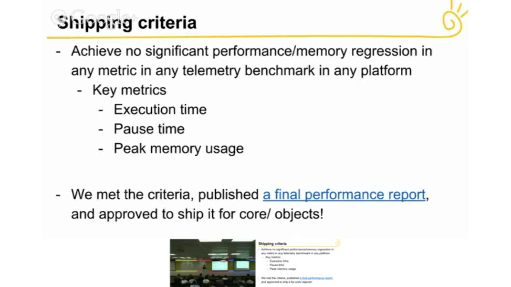The shipping criteria we agreed on at the last BlinkOn was to achieve no significant performance or memory regression in any metric, in any telemetry benchmark, on any platform. In particular, the key metrics were execution time, pause time, and peak memory usage. Fortunately, we met the criteria last month, published a final performance report, and were approved to ship it for core objects.